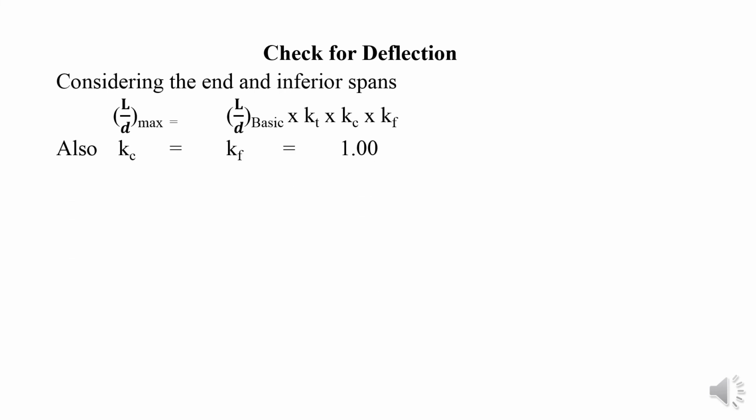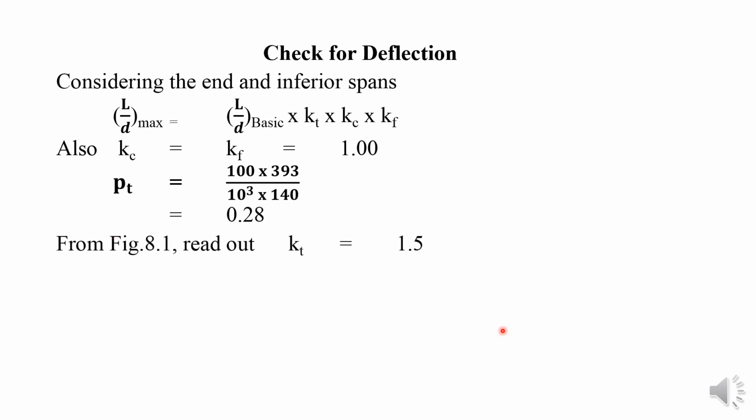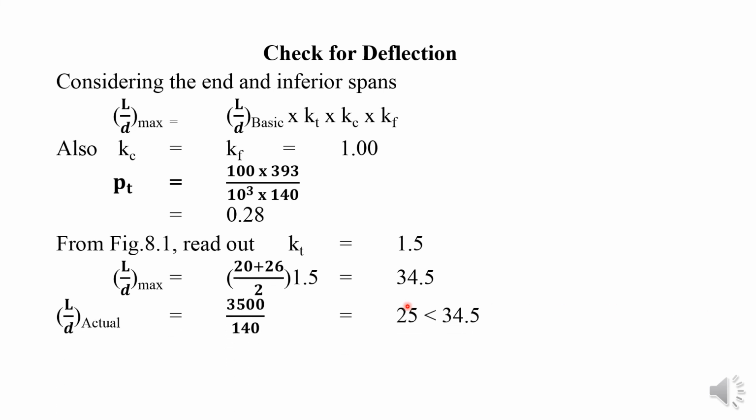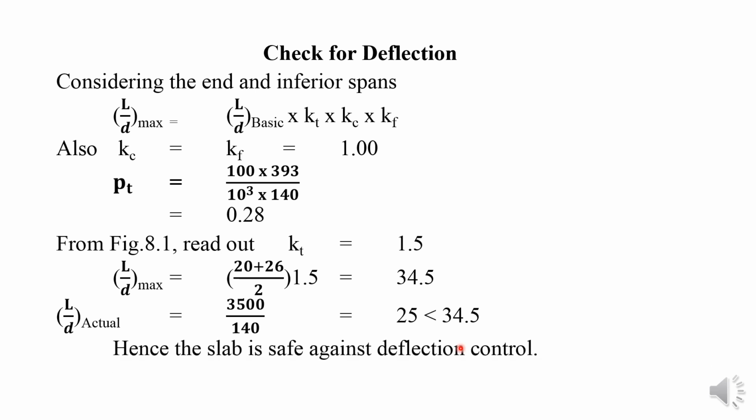So deflection we have to check, considering end and interior spans. So L by D maximum is equal to L by D basic into modification factor. So we have to find out the percentage of steel reinforcement as 0.28. Then the modification factor we find out as 1.5. So L by D max is equal to 20 plus 26 divided by 2 into 1.5. So that will be equal to 34.5. L by D actual is 25. L by D actual is less than the L by D maximum value. So hence the slab is safe against deflection control.